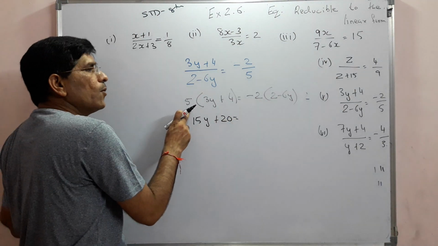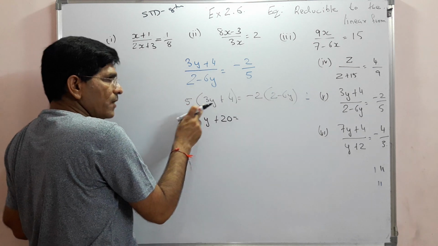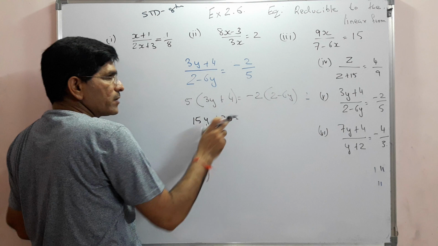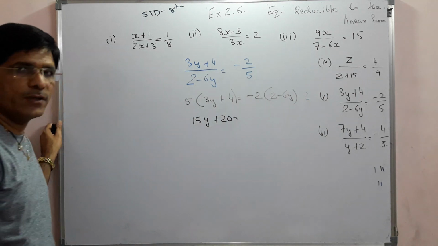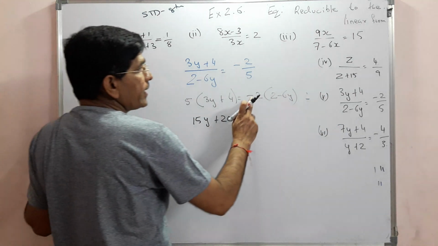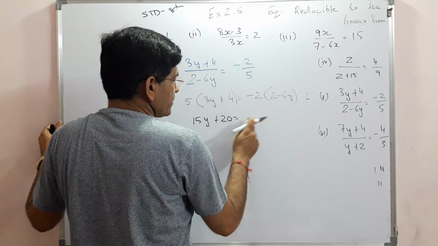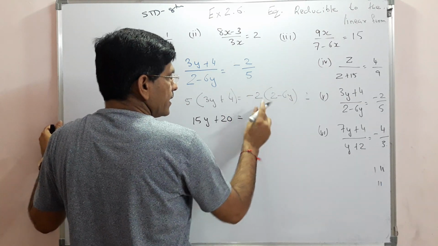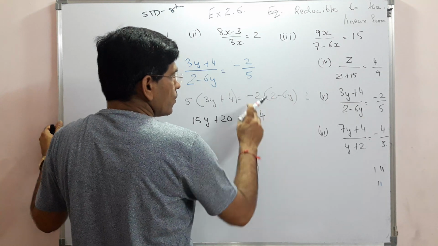They only open the bracket with the first term. They forget to open the bracket with the second term. So 5 multiplied by 4 they are not doing. That is why they make the mistake. Now the negative sign is there. When the negative sign is outside the bracket, you have to change the sign. That is 2 into 2, that is minus 4.